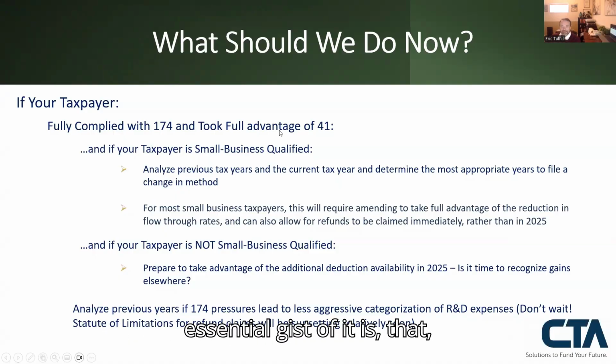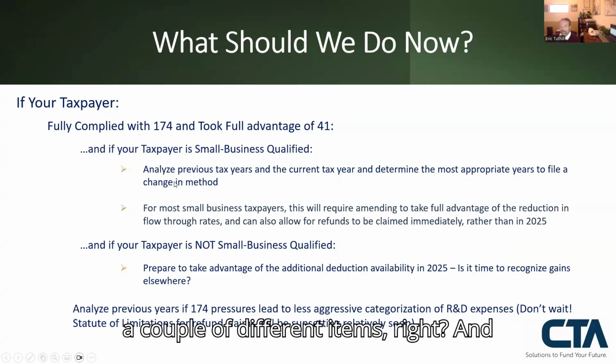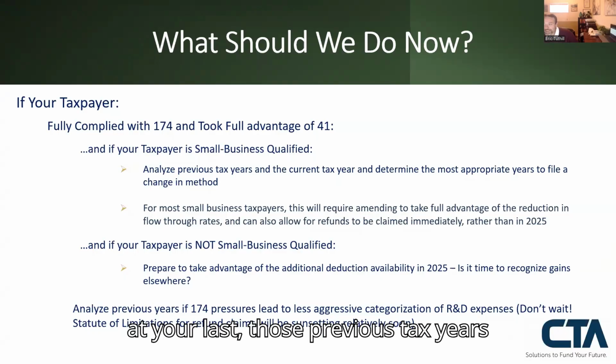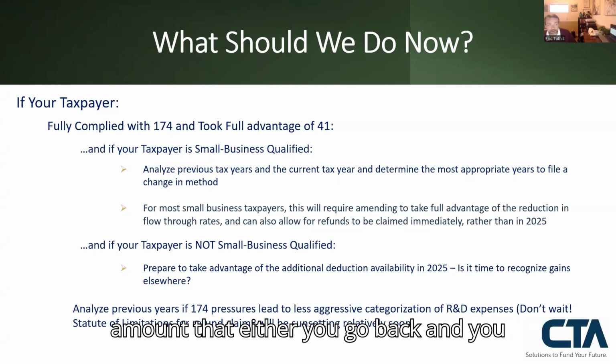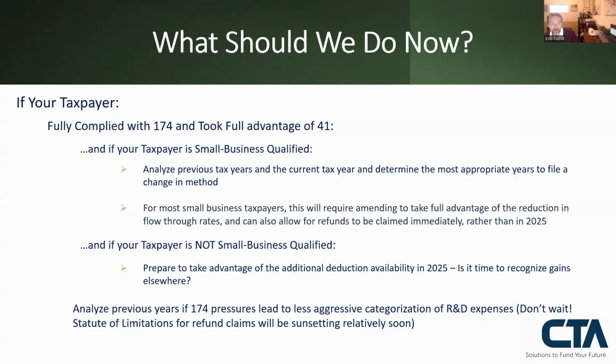But the essential gist of it is that if your business is a qualified small business, you have a couple of different items. Let's say you took full advantage of 41. Well, look at those previous tax years and determine the most appropriate years to file a change in method. Either you go back and amend those tax years, or you expense it in 25 and 26.